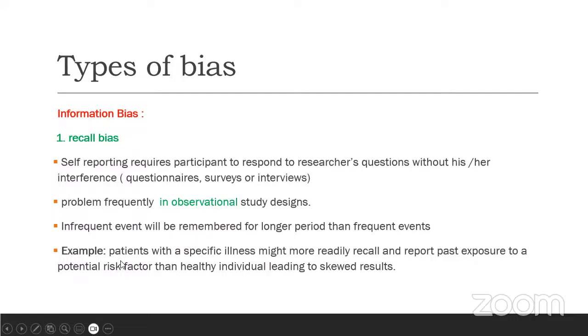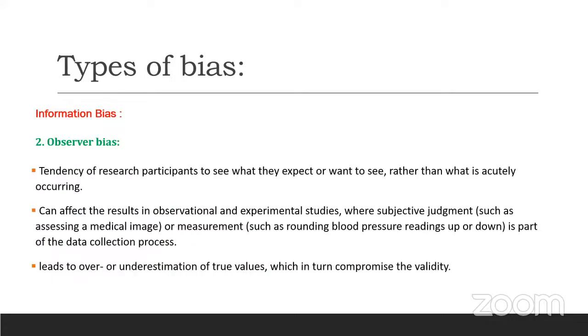Patients with a specific illness may more readily recall and report past exposure to a potential risk factor than healthy individuals, leading to skewed results. For instance, parents of patients with cancer can remember what their child ate over a long period, but parents of healthy children won't pay attention to this matter.